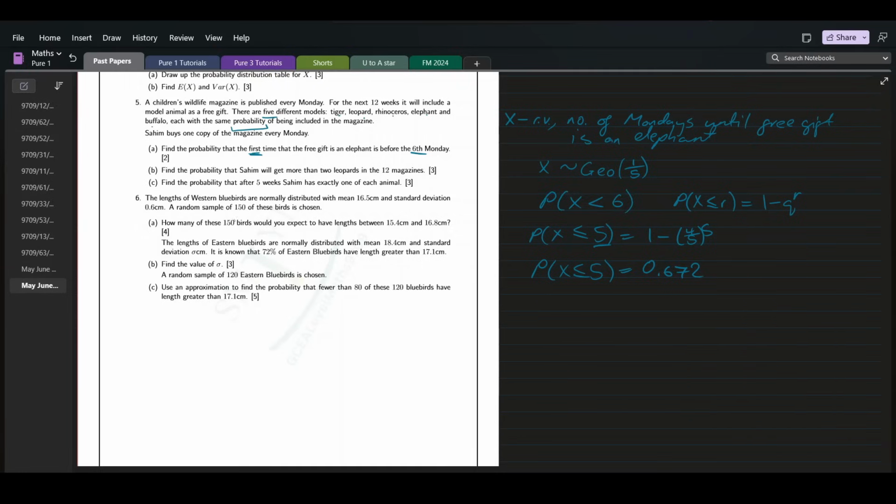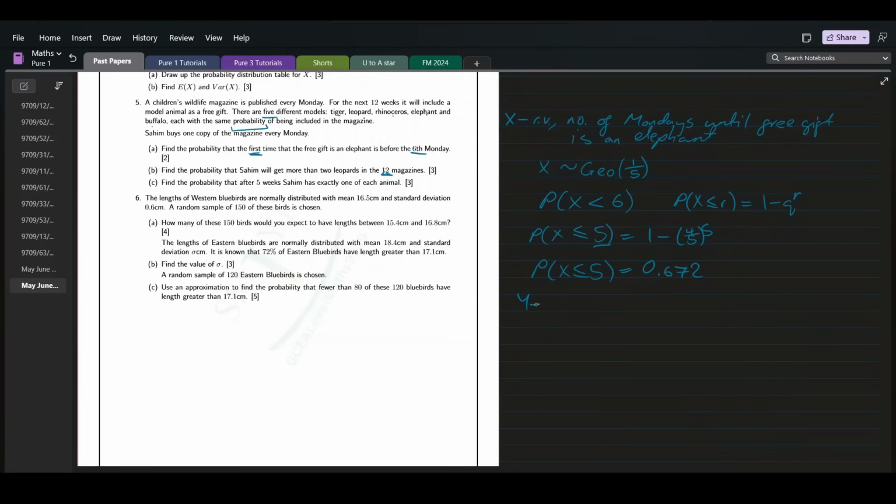Let's move on to part B. Find the probability that Sahim will get more than 2 leopards in the 12 magazines. Okay, so now we're trying to figure out how many leopards Sahim will get in 12 magazines. We have now fixed the number of trials. This means we're now looking at a binomial distribution.